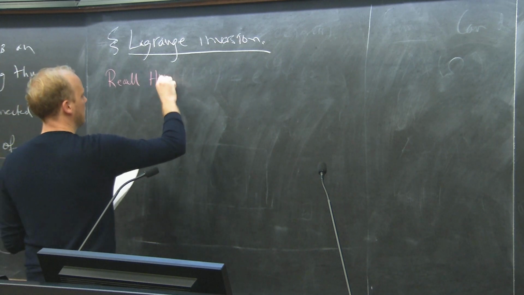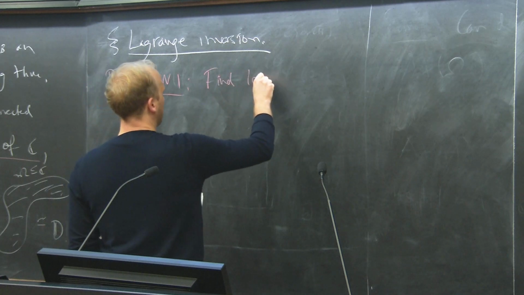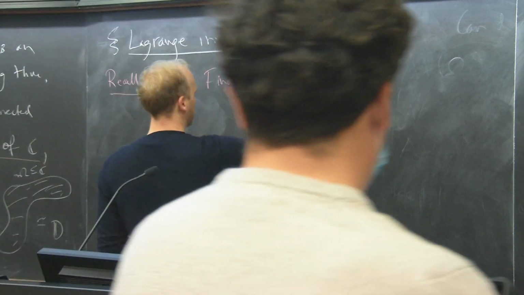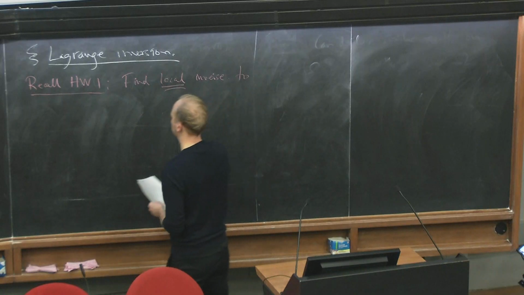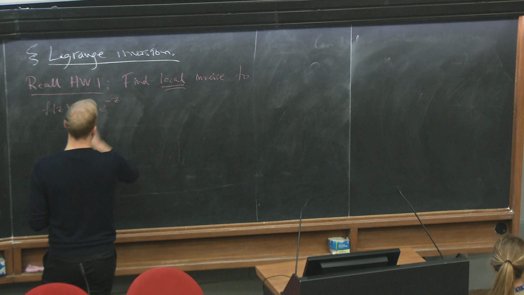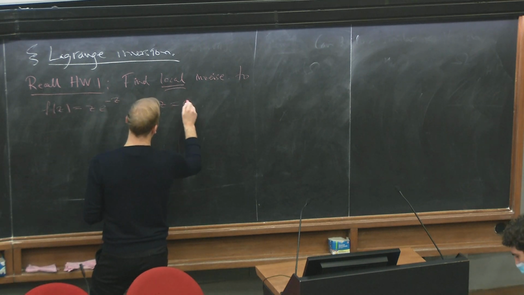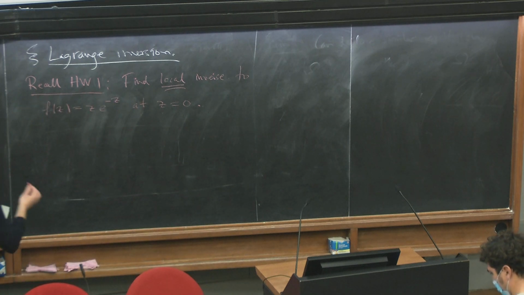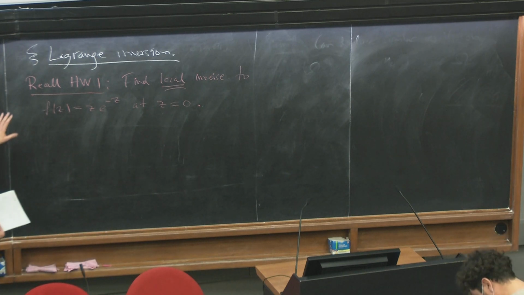Recall homework 1. I asked you, although I stated this with a typo, I should have remembered the word local inverse, of course. Find the local inverse to the function f of z equals z times e to the minus z at z equals 0. And you could try to describe this local inverse, for example, using its power series expansion.